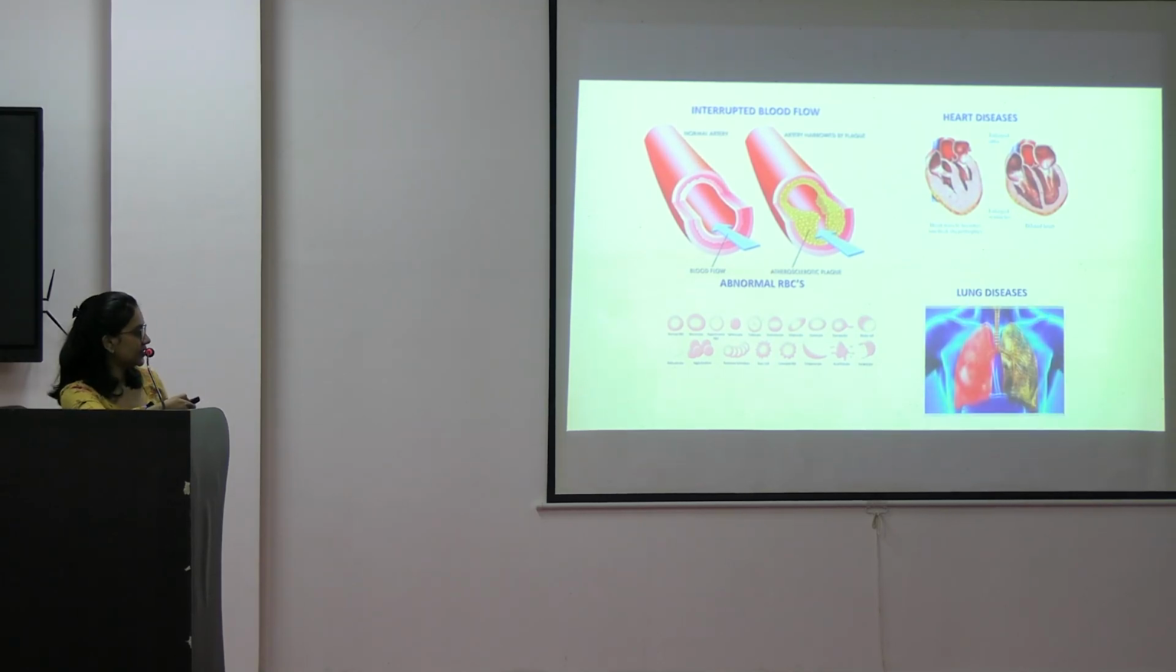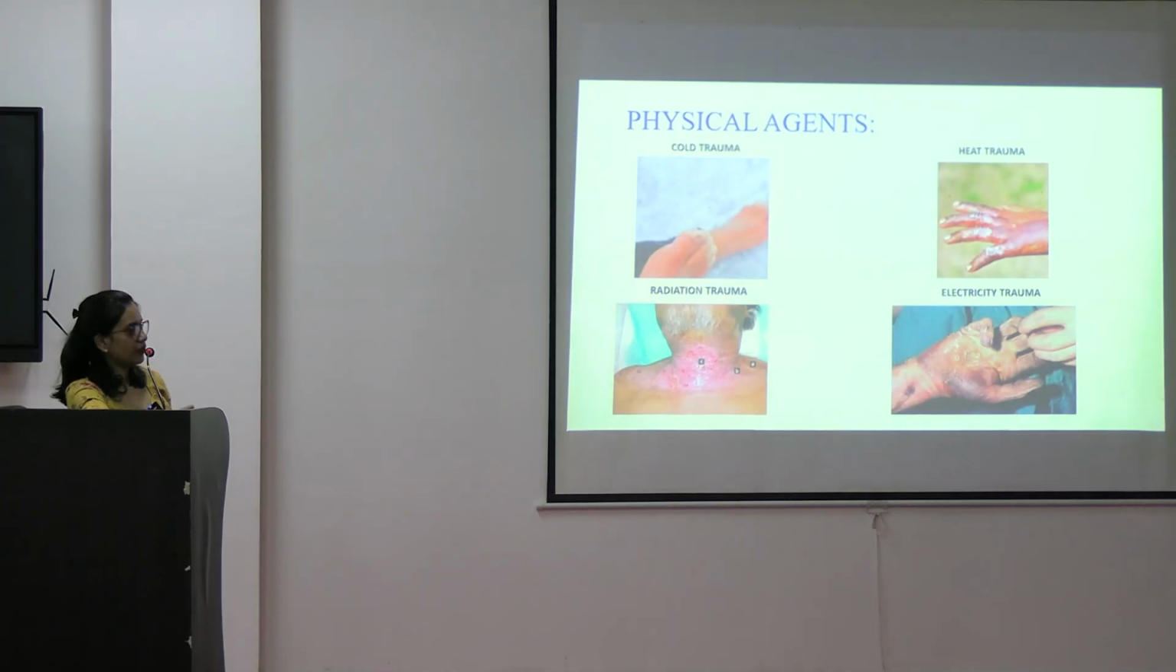Now next, lung diseases. So when the parenchyma of the lung is affected, what will happen? What happens in lung? Oxygenation happens, right? So if the lung has a parenchymal disease, then what will happen? The oxygenation is going to be affected, again resulting in hypoxia. Now physical agents, it's simple. We have cold trauma like frostbite, then burns, radiation trauma, and even electric burns, which can lead to cell injury.